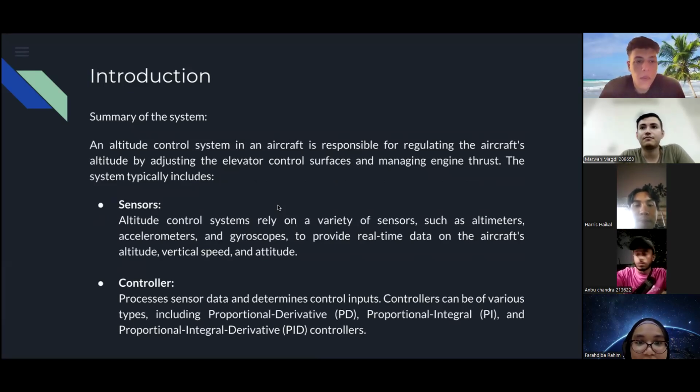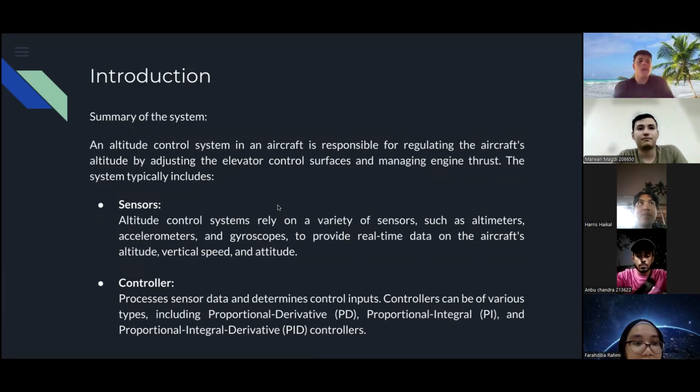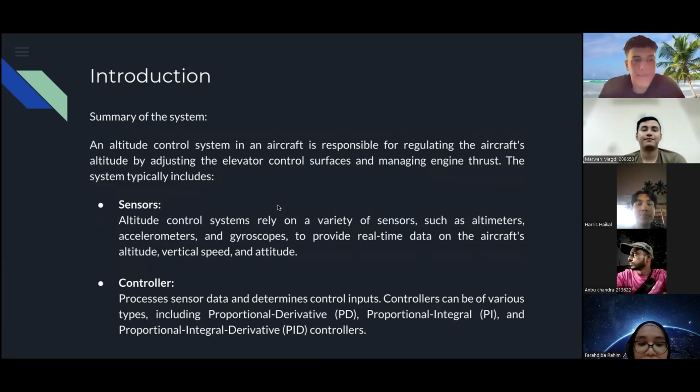Okay, so I'll be discussing the altitude control system in aircraft, which is essential for maintaining precise altitude during flight. The system consists of several critical components, which are sensors, controllers, actuators, and feedback loop. First of all, sensors such as altimeters, accelerometers, and gyroscopes provide real-time data on the aircraft's altitude, vertical speed, and attitude. Next, the controller processes this sensor data and determines the necessary control inputs.